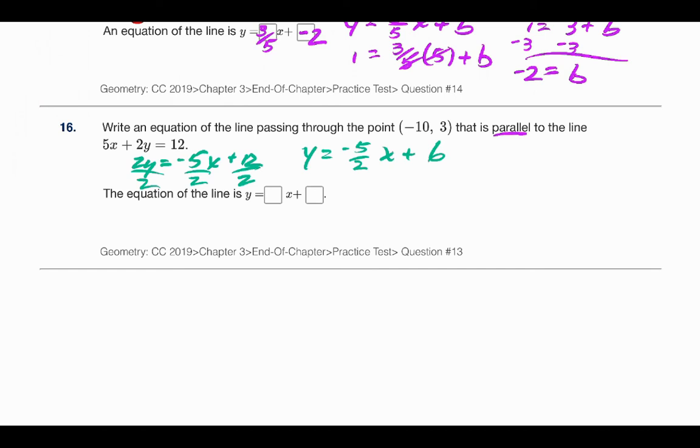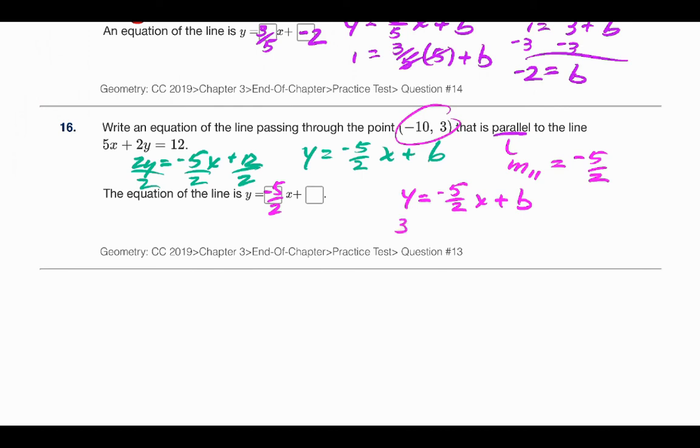So your equation, all right, so it's parallel. So our parallel lines have the same slope. So it's going to have a slope of negative 5/2, negative 5/2 in front of the x. Now we just have to figure out what our b is going to be. So again, our parallel line is y is equal to negative 5/2 x plus b. Let's plug in this point here.